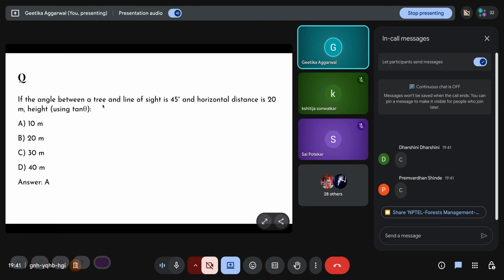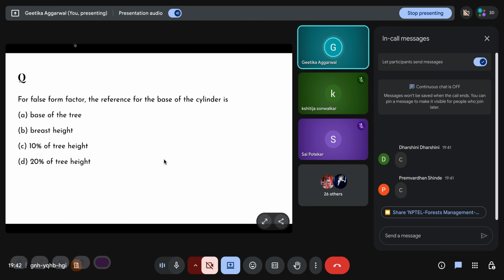Next question is, oh, the answer is here itself. Sorry. If the angle between a tree and the line of sight is 45 degrees and the horizontal distance is 20 meters, you have to basically calculate height using tan theta. Tan theta for 45 gives you the ratio, and that will give you 10. Sorry, the answer was already given upfront, but if you calculate it on your own, I think you will still be able to get it. So if you use tan theta, the height is 10 meters.